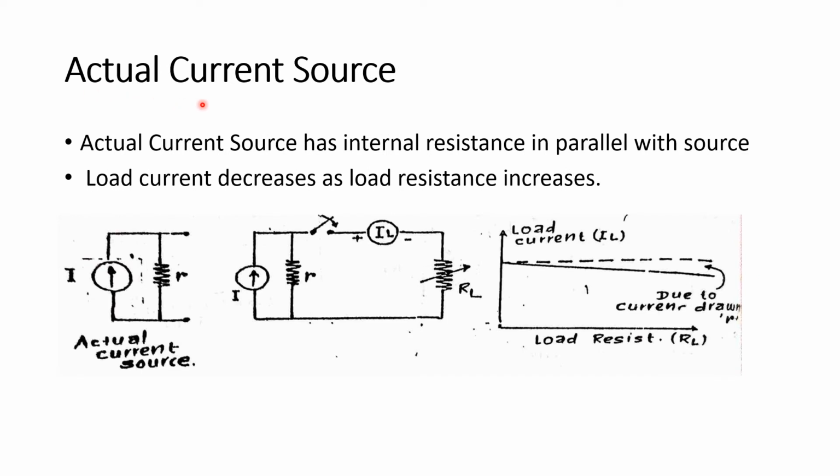Actual current source or practical current source. Actual current source has internal resistance in parallel with source. Load current decreases as load resistance increases. This is a diagram of actual current source: current I with internal resistance R in parallel with the current source I. If we plot the load resistance RL versus load current IL, the IL decreases due to current drawn by the internal resistance R.